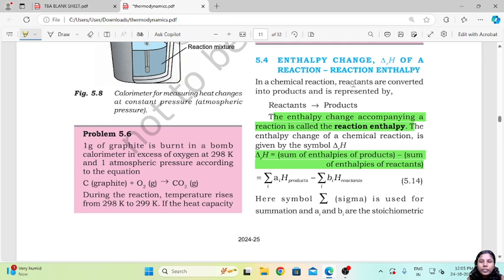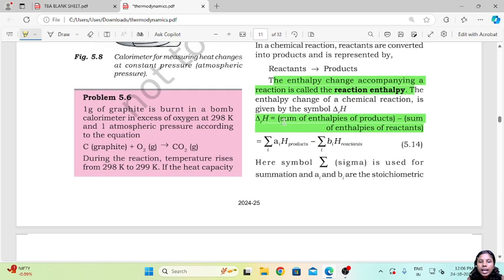Now in a chemical reaction, reactants are converted into products and they are represented by the following reaction: reactants give us products. The enthalpy change that accompanies a reaction is called the reaction enthalpy. So whatever change occurs in a reaction, this change related to the enthalpy is known as the reaction enthalpy. The enthalpy change of a chemical reaction is given by the symbol delta rH. This delta rH tells us that it is the reaction enthalpy.